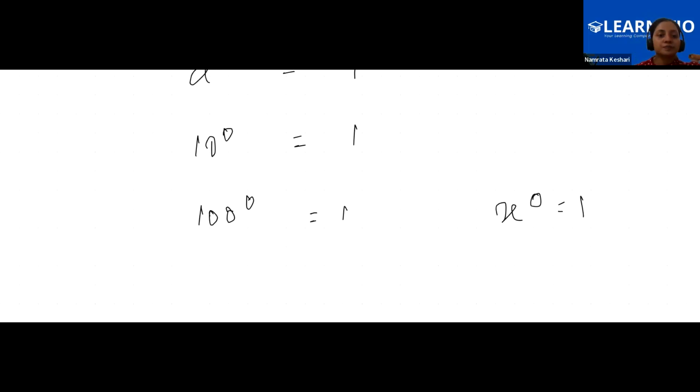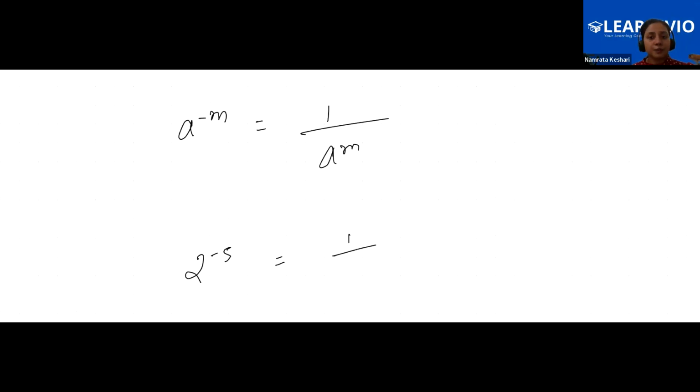This is the next rule. The next rule is a to the power minus m can be written as 1 by a to the power m. Whenever we have a to the power minus m, we can write it as 1 by a to the power m. What does that mean? Let me explain. Suppose we are having 2 to the power minus 5. If you want to make this exponent positive, you can write it as 1 by 2 to the power 5.